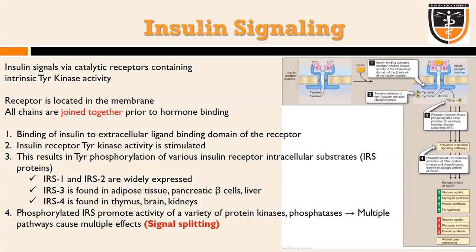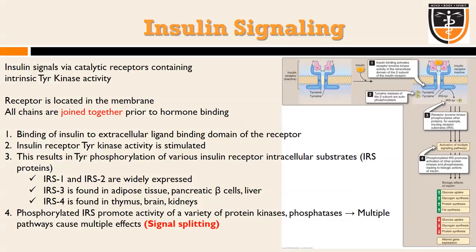Now, this will result in the activation of various insulin receptor intracellular substrates, known as IRS proteins, internal revenue service proteins. Okay, so why are you going to remember them as internal revenue service? Simply because they will go everywhere. So, you get them on your back, they'll find you. So this is what it is.